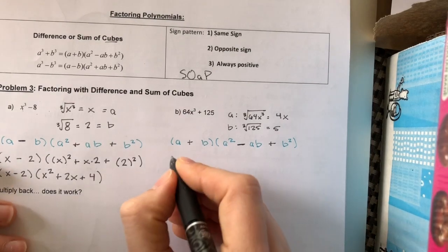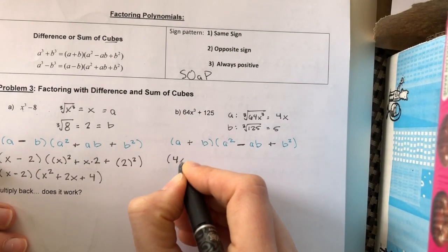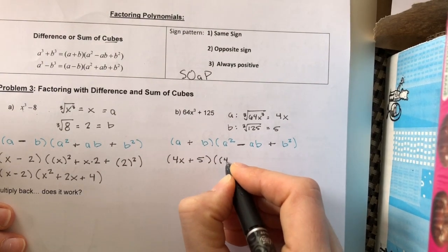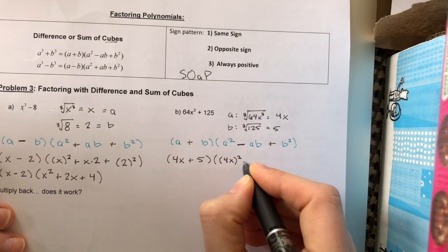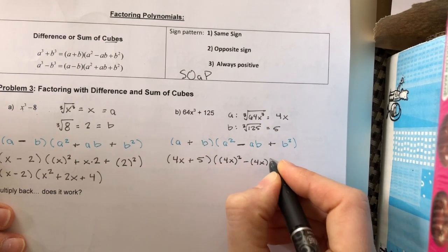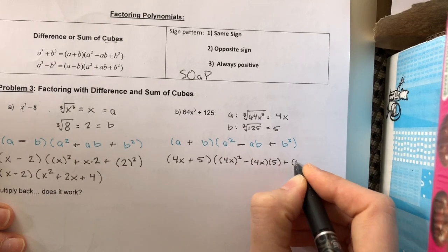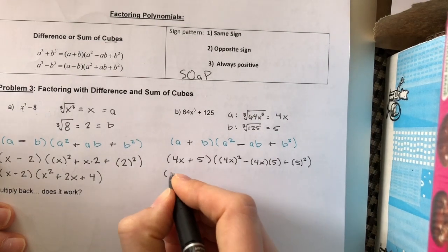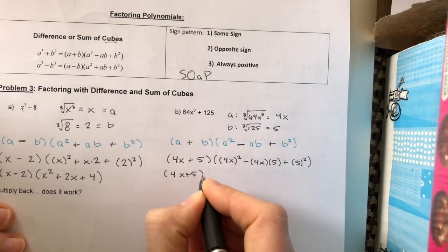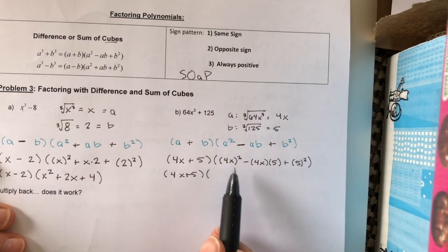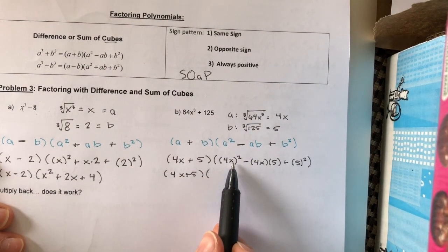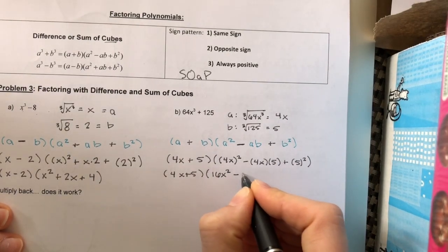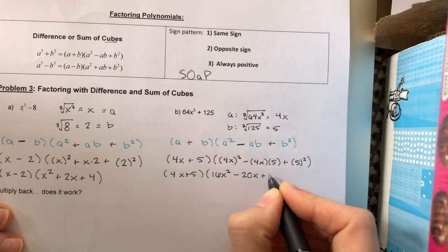Okay, let's fill this in. So I've got 4x plus 5. And this is where the parentheses are really necessary. 4x squared minus 4x times 5 plus 5 squared. That keeps me organized. Then I say this is 4x plus 5. And see, if we hadn't written these parentheses, we might be tempted just to square the x. Well, we need to square all of it. So this, in fact, is 16x squared minus 20x plus 25.